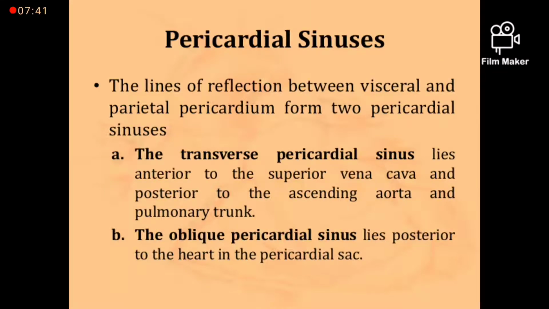Pericardial sinuses. The lines of reflection between visceral and parietal pericardium form two pericardial sinuses. The transverse pericardial sinus lies anterior to the superior vena cava and posterior to the ascending aorta and pulmonary trunk. The oblique pericardial sinus lies posterior to the heart in the pericardial sac.